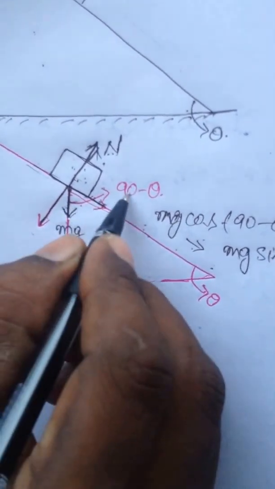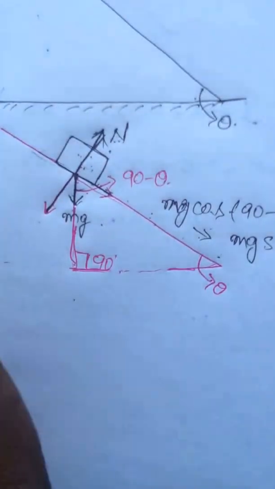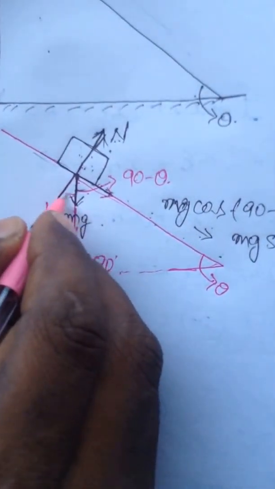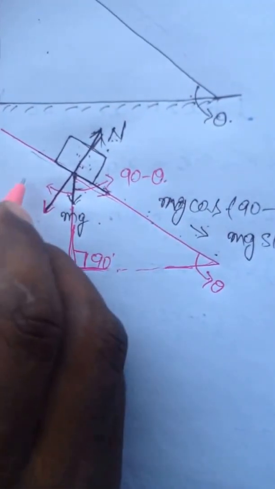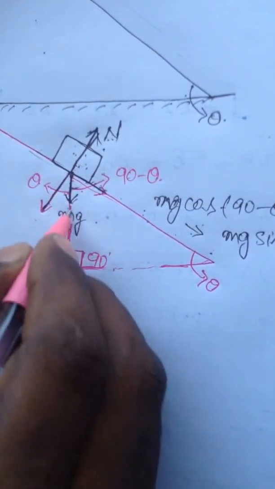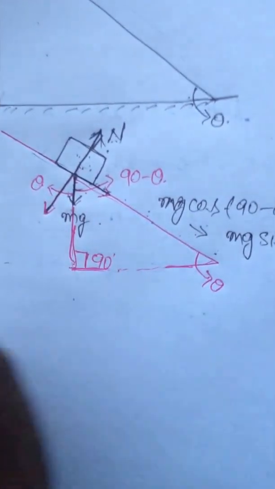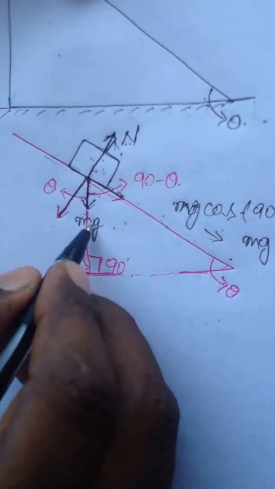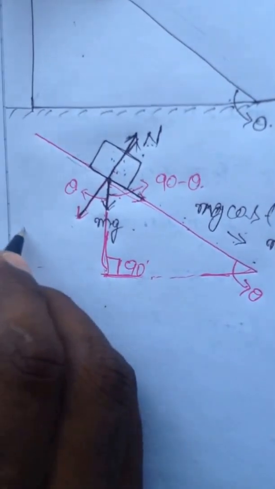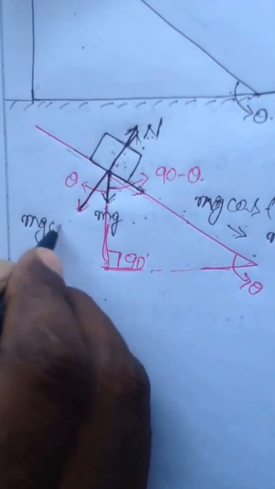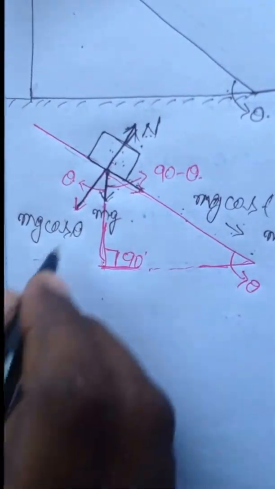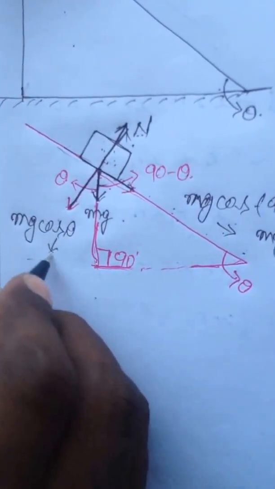Already this small angle is 90 minus theta. Then this angle is going to be how much? 90 minus of 90 minus theta, which is nothing but theta. So the angle between mg and this normal is theta. So the component of mg normal to the incline is given by how much? mg cos theta, which is in this direction.